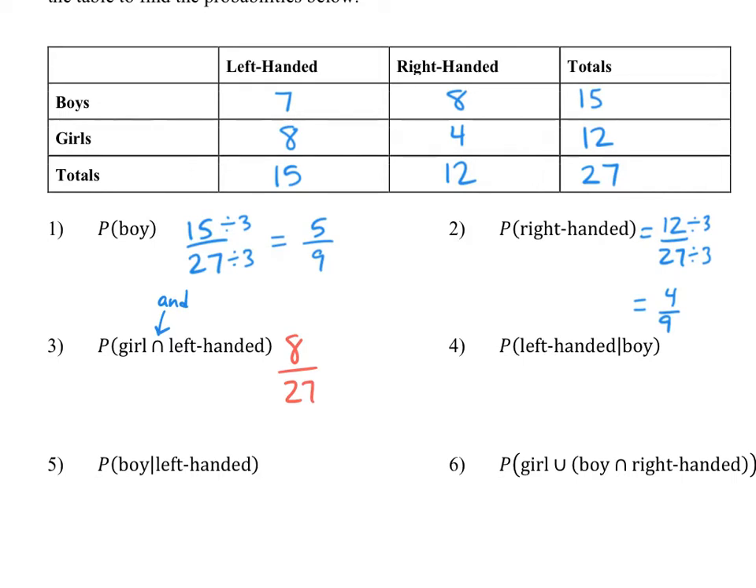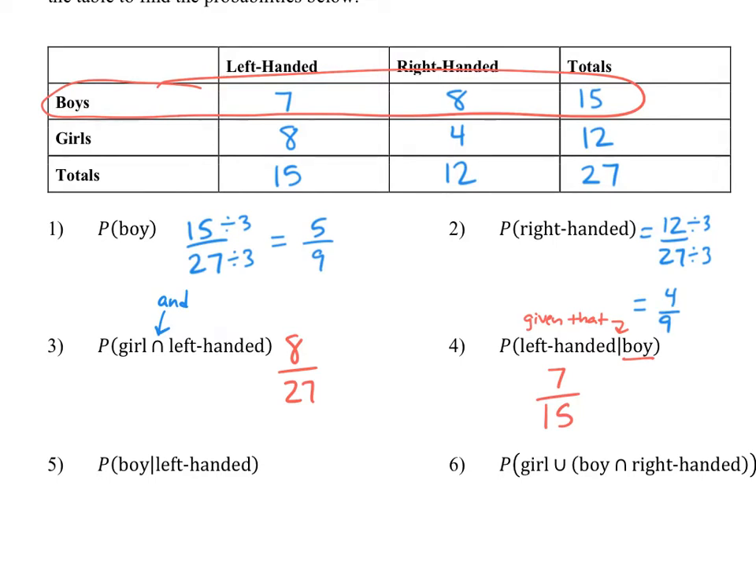Number 4 introduces a new symbol. It is, what is the probability of being left-handed given that the person is a boy? That vertical line means given that. So to answer this question, we have to start by saying it is given that the person is a boy. So we're only looking in the selection of boys. So that only involves a total of 15 people out of 15. What is the probability of being left-handed? Would be 7. There are 7 left-handed boys, so 7/15.